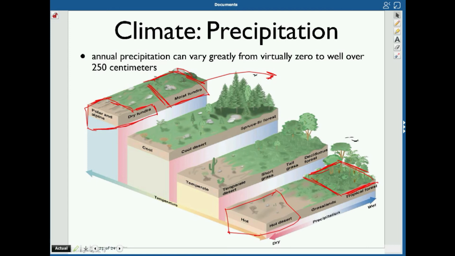But you can still have cold, wet areas. It's not like cold areas are always dry or hot areas are always dry. You can have hot, dry areas and hot, wet areas, and you can have cold, dry areas and cold, wet areas.